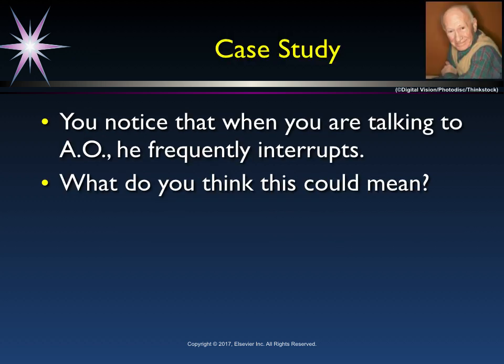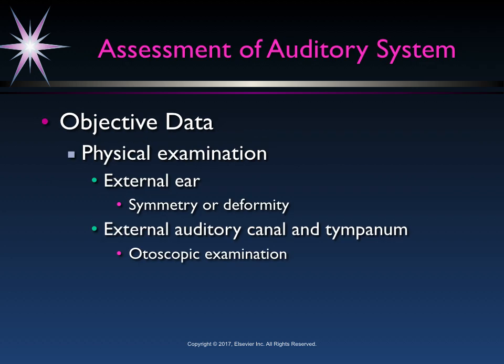So you notice that when you're talking to Mr. AO, remember we're still talking about him, he frequently interrupts. What do you think this could mean? Well, some of the meanings that this could mean is that he has a hearing loss, but is unaware or in denial. He could have an acute health issue related to his ears. He could have cognitive decline or involvement, or it could just be that he's anxious and that's how he deals with it. We're going to look at the external ear when we do the physical exam.